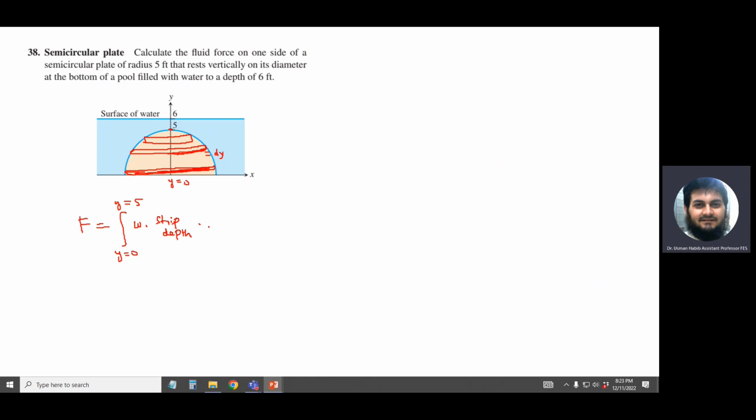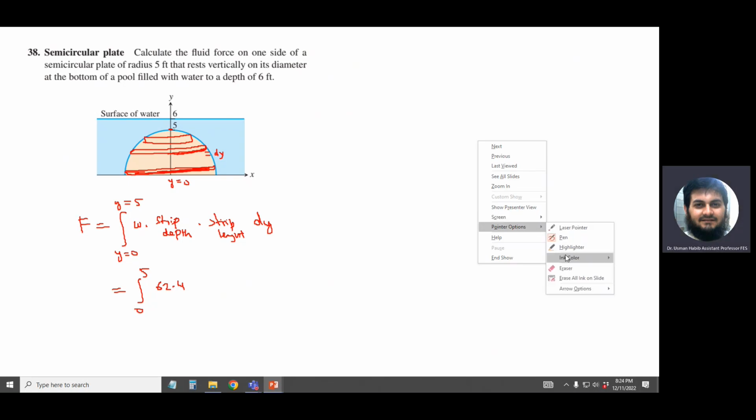This is a good point to remember. And the last thing is the strip length. That is the last thing we need to know. Good, so let's set up the integral from 0 to 5. We know the density of fresh water is 62.4. It might not be given in the question, but you should remember this, at least for fresh water, 62.4. The strip depth is again, let me change the color.